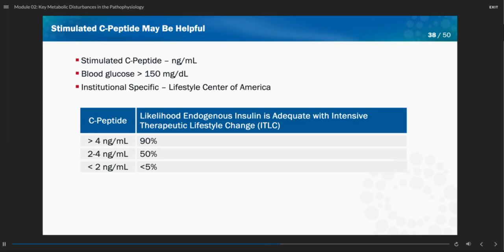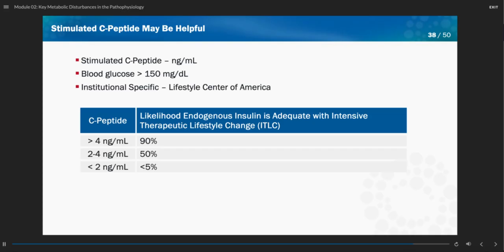A word of thanks to Charles Eno Marcel and David DeRose, who were my colleagues at the time and helped to develop this and show that this is the way it worked in our institution. If the stimulated C-peptide over 150 was over 4 nanograms per mil, then there was a 90% chance that people could come off insulin in the 2.5 weeks that we had them. If it was between 2 and 4, it was a 50-50. And if it was below 2, it was quite certain that they would not be able to come off insulin.